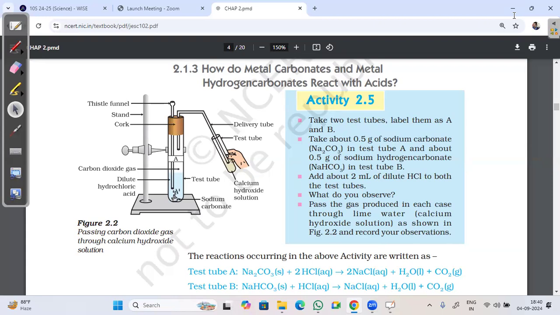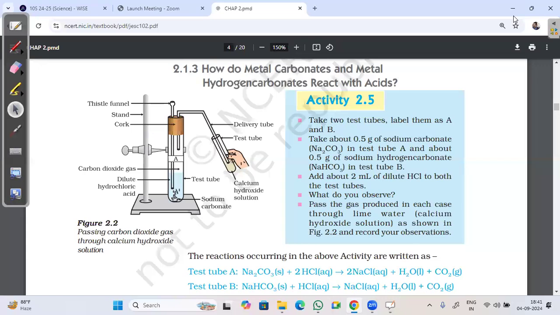CO2 plus Ca(OH)2. Okay, write down the complete reactions involved. Write down here the complete reaction involved. What are the products that we are getting?